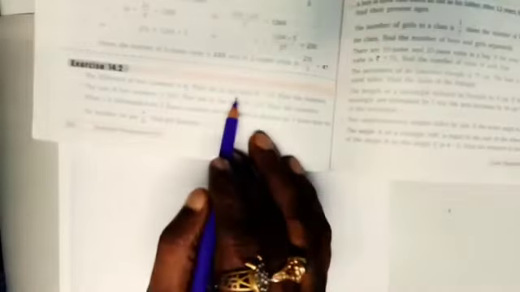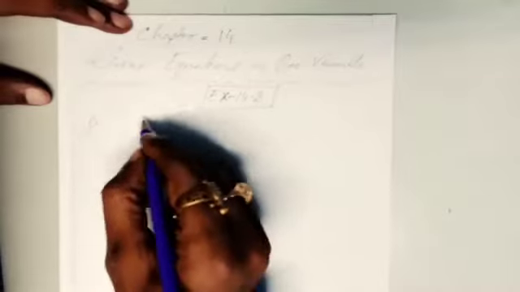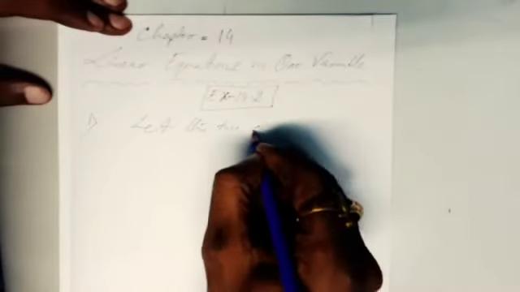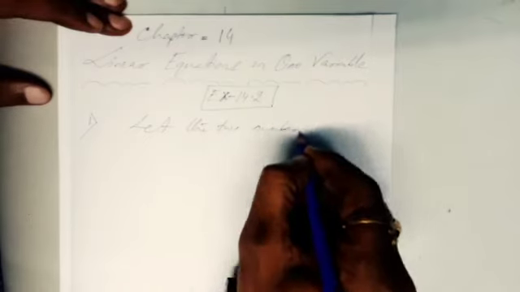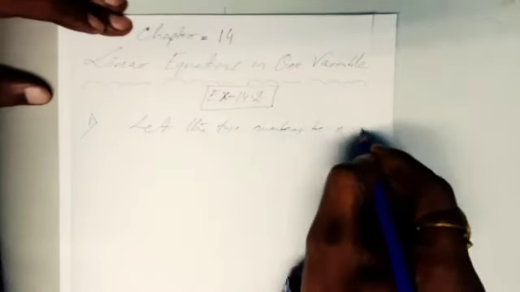Question number 1. It is given the difference of two numbers is 8, their ratio is 9 is to 13. Find the numbers. So let the two numbers be x and x plus 8. The bigger number is x plus 8. According to the question, x by x plus 8 is equal to how much?